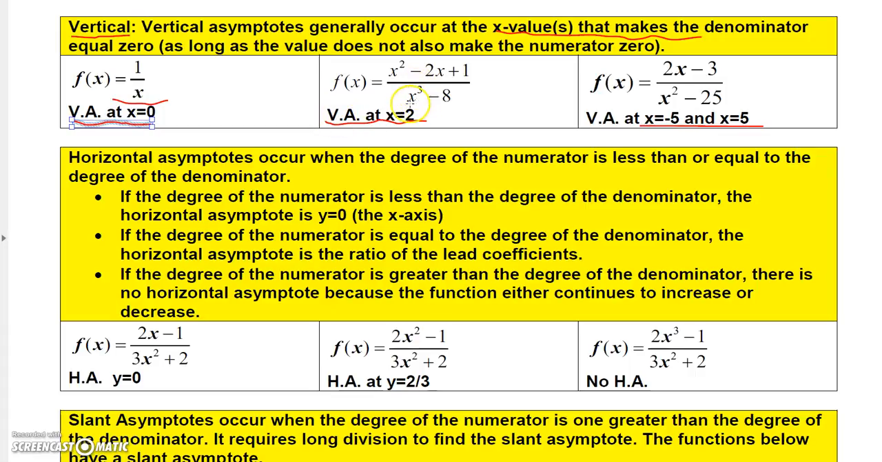And this, if you ask what makes x cubed minus 8 equals 0, well, if x is 2, you would get 0 in the denominator. So you must have a vertical asymptote at x equals 2.